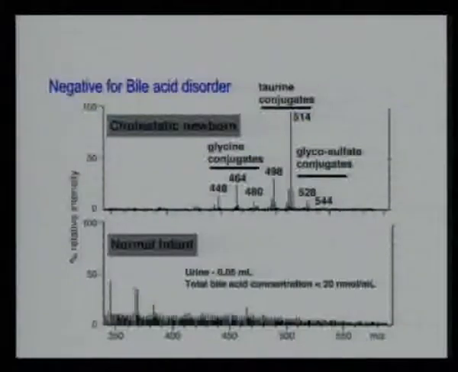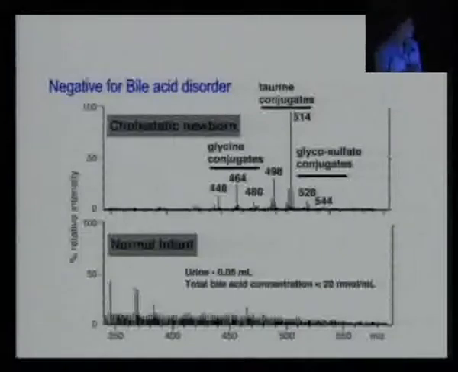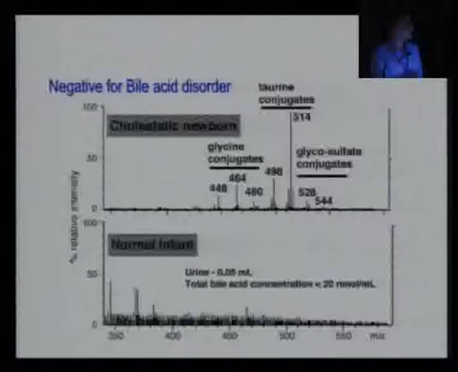And this is how the bile acids can be looked at. This is a normal infant. This is a baby with cholestatic newborn, but no bile acid synthetic defect, because the conjugates are there.